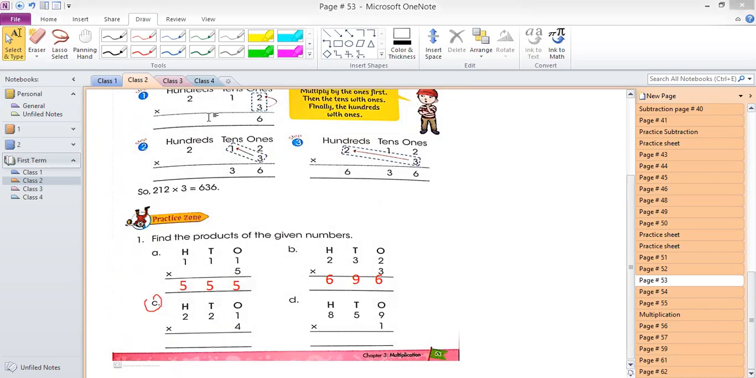Muhammad Moomin. Yes, sir. 221 multiplied by 4 equals 884. How? Because 4 by 1 equals 4. Okay. 4 by 2 equals 8. Okay. Then 4 by 2 again equals 8. That will be right. 884. That's very good. Thank you. Welcome.